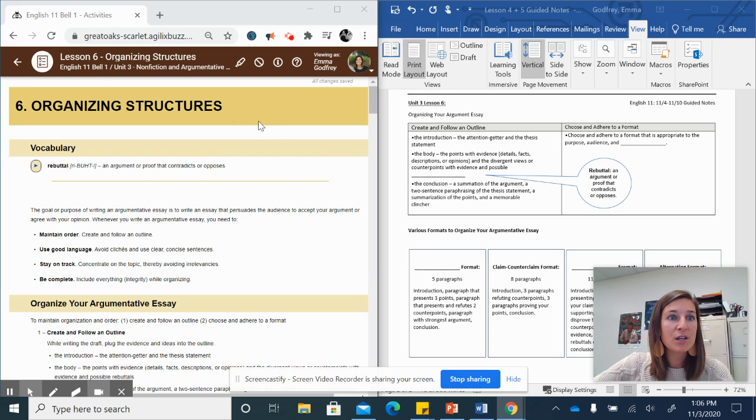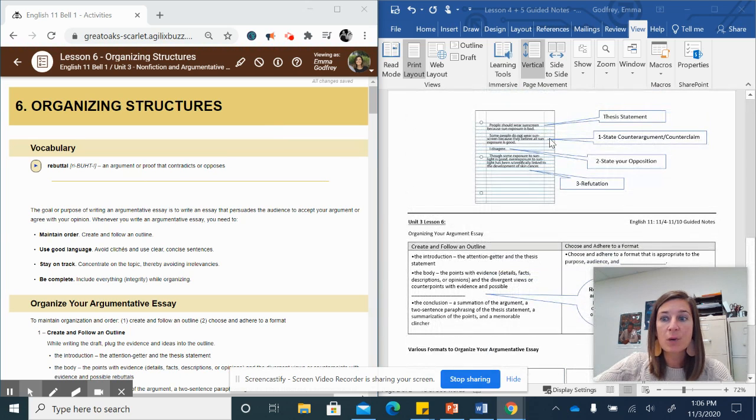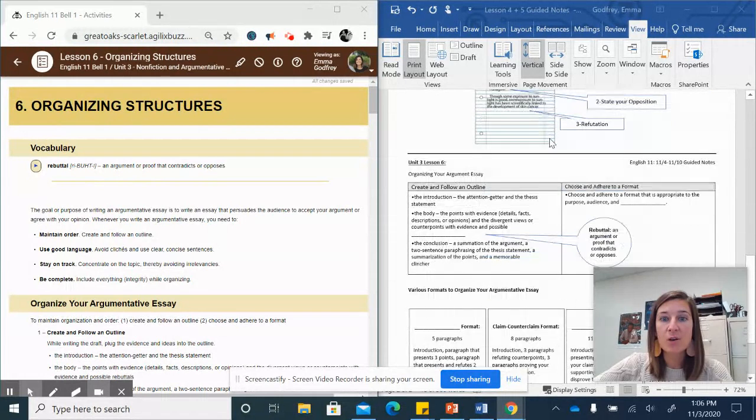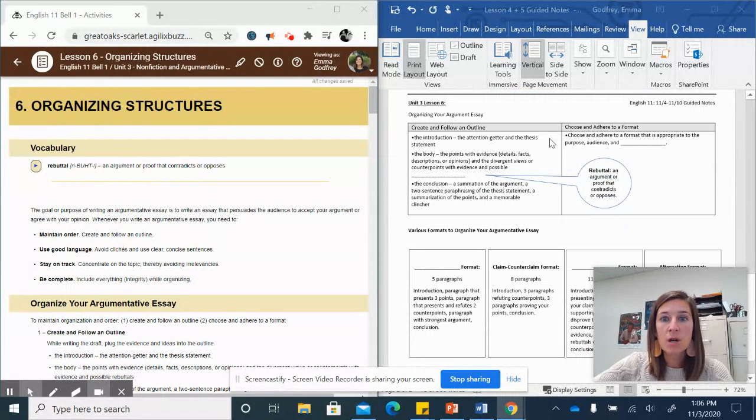Okay, we are on Unit 3, Lesson 6, Organizing Your Structures. So this is on the same page where we worked on notes for last cycle. And now we are organizing our essay. So this up here, rebuttal, I put that vocab word over here. That will be important in a little bit. So a rebuttal is an argument or proof that contradicts or opposes. So we need to overcome somebody else's side, bring evidence to prove that our side is stronger.